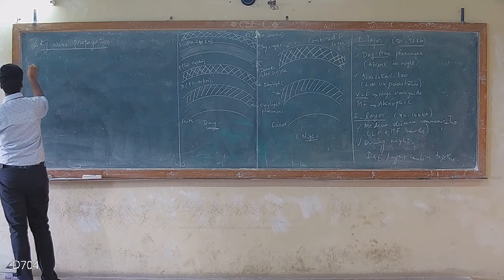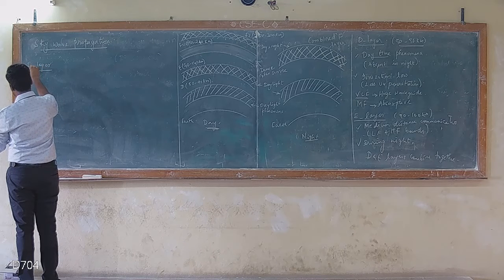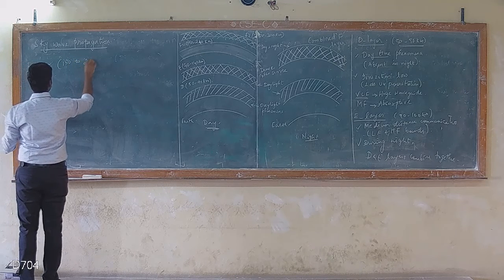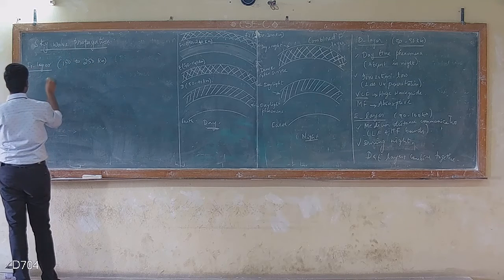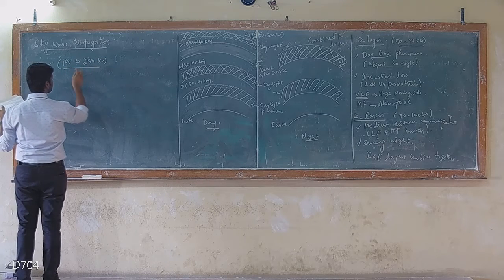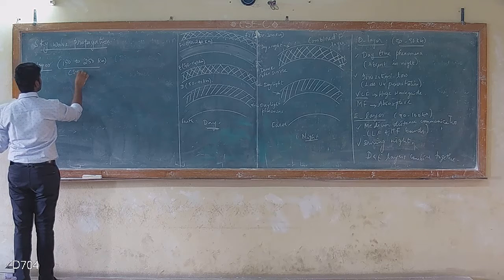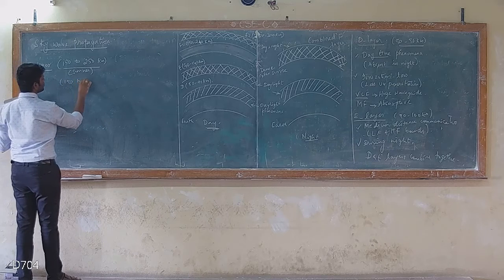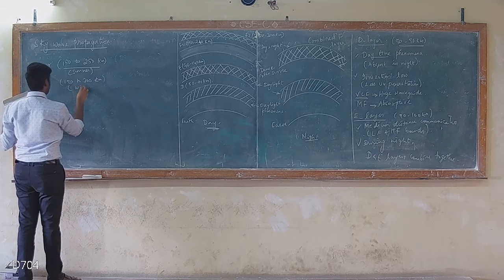So F1 layer, it exists about 150 to 250 kilometer distance above the Earth surface. This is the range of existence for the F1 layer during summer season. The same will be about 150 to 300 kilometer coverage of F1 layer during winter season.